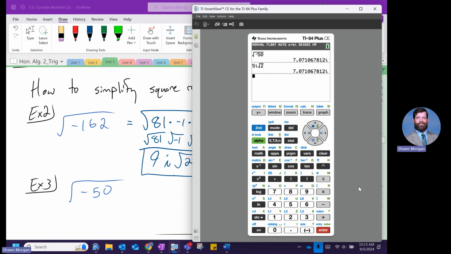I'm a degree man. I like to keep my calculator in terms of degrees. If your calculator is in radians, that's okay as well. Once we start studying trigonometry, you'll be swapping back and forth.